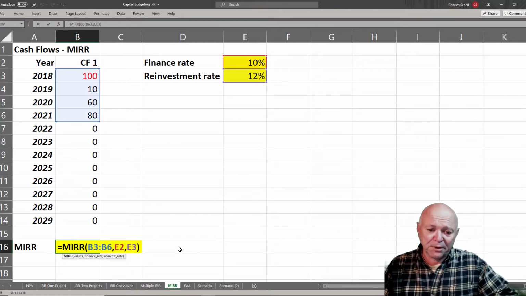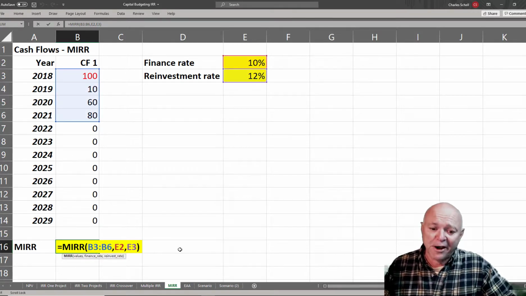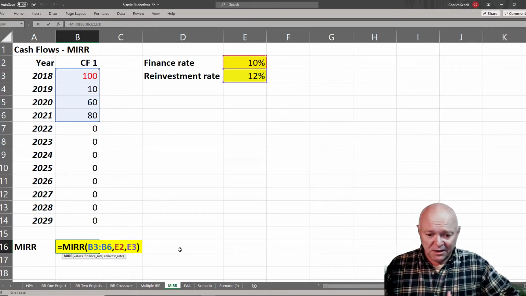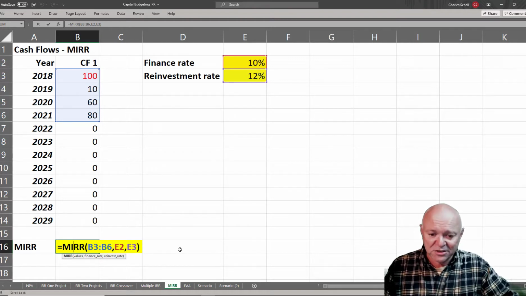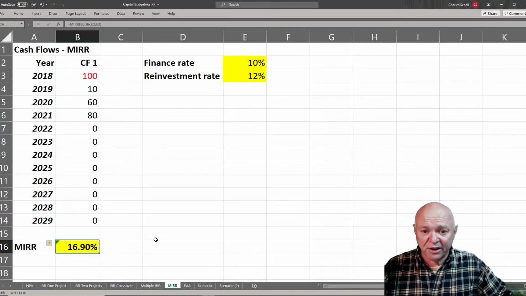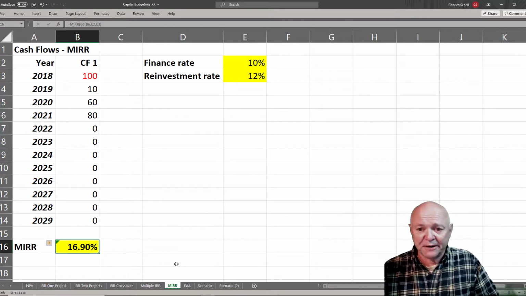And we simply do that by typing in equals MIRR. And it's going to prompt us for the values, and those are found in cells B3 to B6, the blue box that we've got on the screen. The finance rate is E2, the red box, and the reinvestment rate is E3, the purple box. And that gives us a value of 16.9. As I say, nothing fancy, nothing difficult about that.